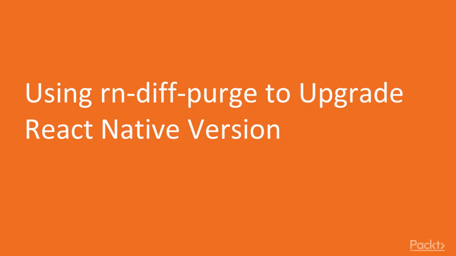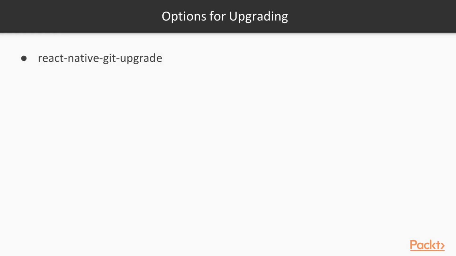In this video we will see how we can use rn-diff-purge to upgrade our React Native version. Whenever React Native has a new version, it's good to keep up to date with it. Normally the option we have for upgrading is React Native Git upgrade. This is a tool that Facebook creates and it helps us with upgrading our React Native application.